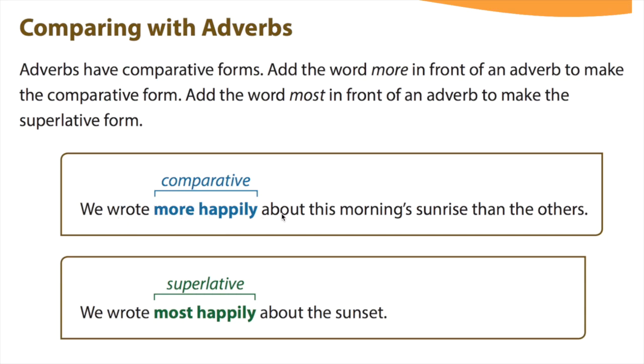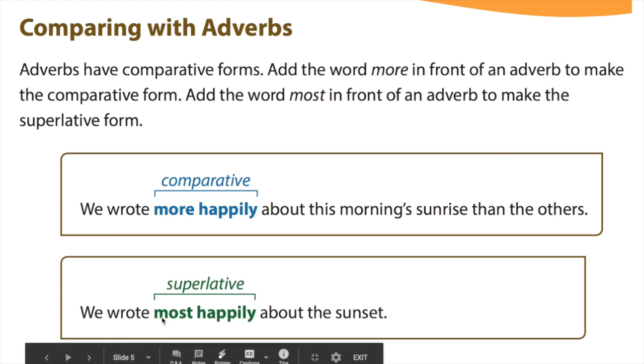We wrote more happily about the morning sunrise than others. That means we're writing about this morning compared to others. So we're comparing 2 things. And then you'd add that superlative of most in front of the adverb to make it superlative. We wrote most happily about the sunset. That means you're comparing it to more than 2 things. Obviously this is just most happily about the sunset. So add that most, and then remember adverbs love you right there, that ly. It sticks out there for you.